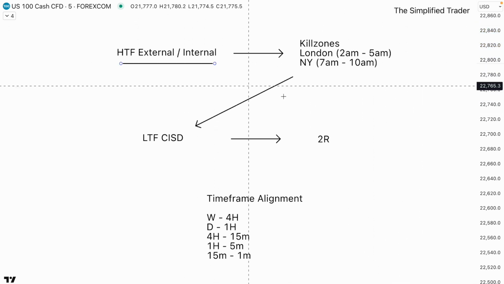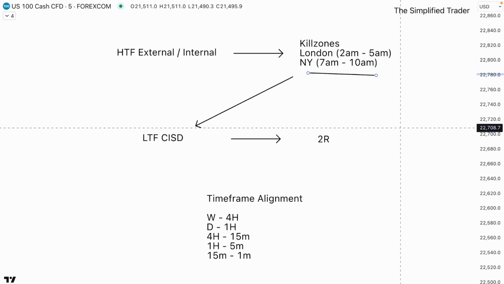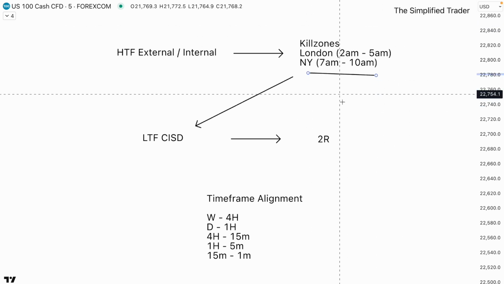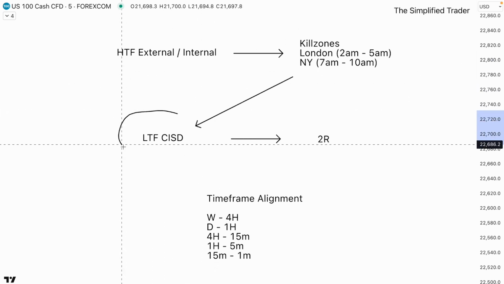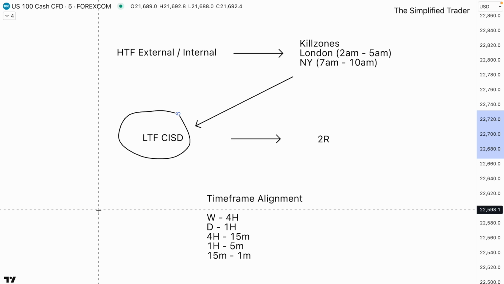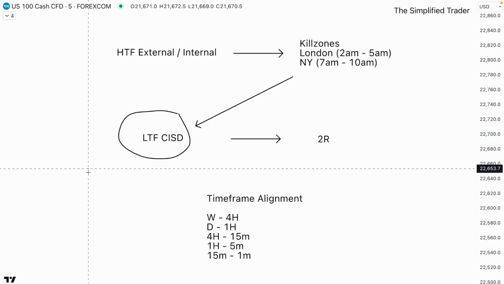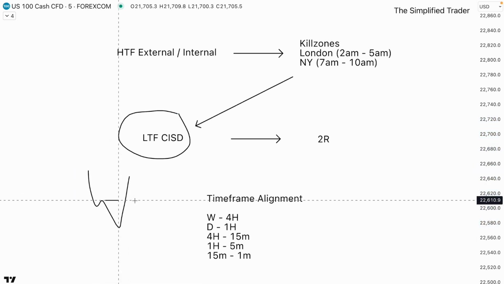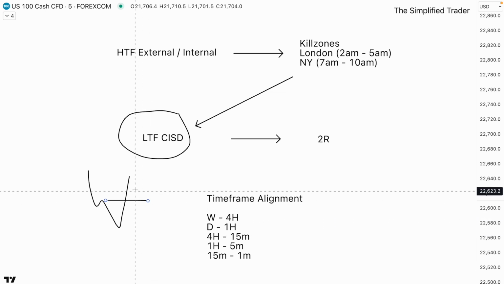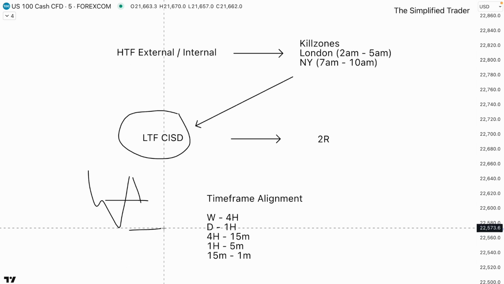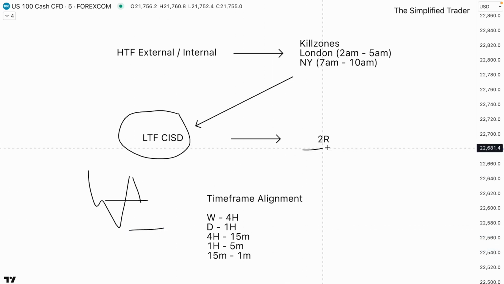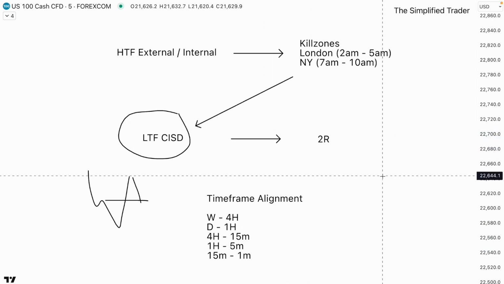So after the higher time frame gets taken, we wait for New York kill zone or London kill zone to open, and then we drop to the lower time frame and we look for our change in the state of delivery. When we get our change in the state of delivery, we take an entry on the retest of this order block, and stop loss goes at the low, and we target a 2R for the trade.